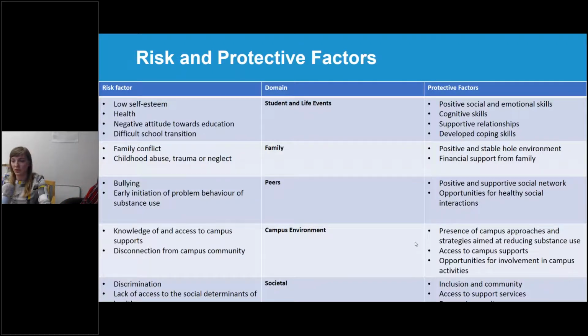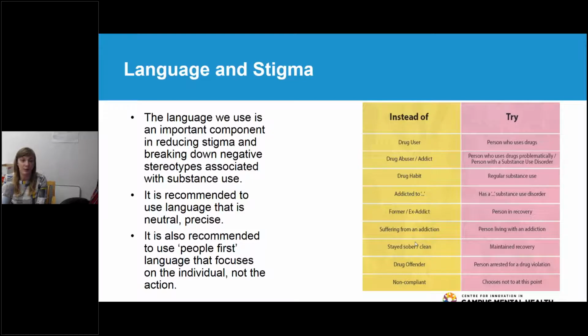So in this section, we also look to some of the issues surrounding stigma and the importance of language as well. By choosing to use non-stigmatizing language, students who are experiencing challenges might face fewer barriers in accessing support. In addition to this, it can also break down negative stereotypes associated with substance use, and students might feel more comfortable engaging around issues of substance use, asking questions, or identifying when they might benefit from more comprehensive supports on campus as well. So it's recommended to use language that's neutral, precise, and medically accurate, and also to use people-first language that focuses on the individual and not necessarily on the action.